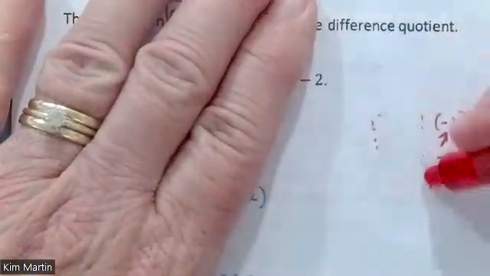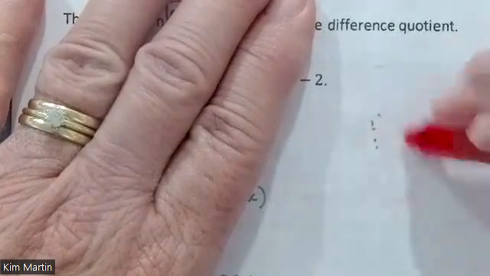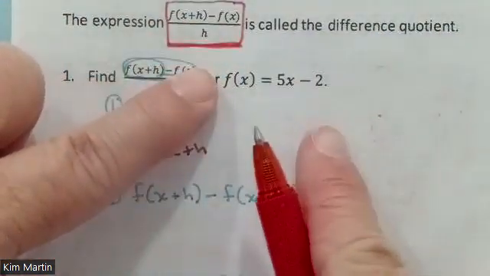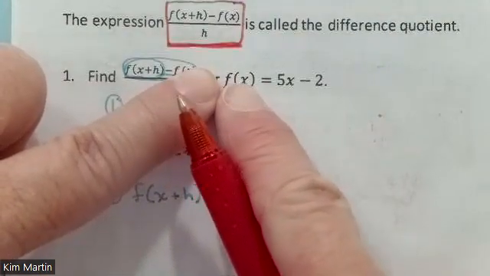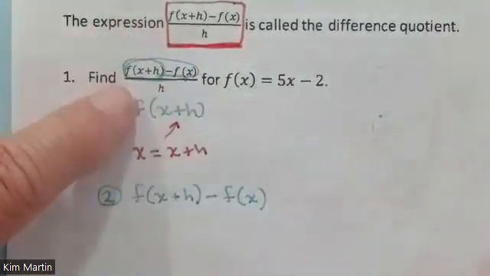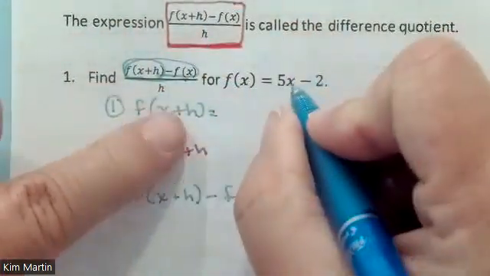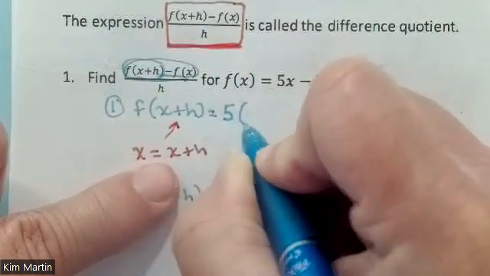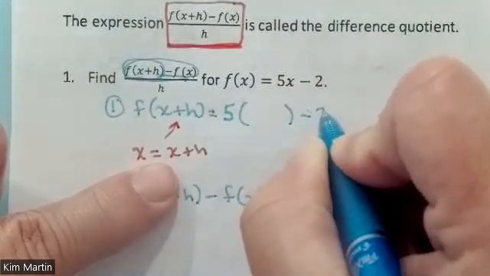So what do we input it into? The original function. Here is our function. We're now finding f of x plus h. So what you do is you take out your x and replace it with your input. You say 5 times x plus h minus 2.